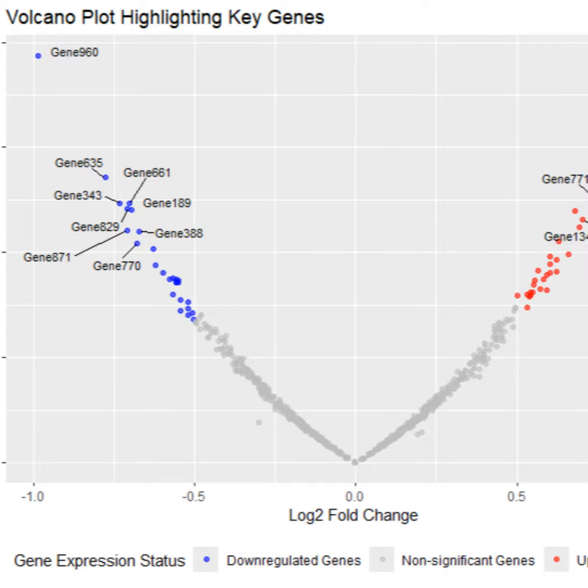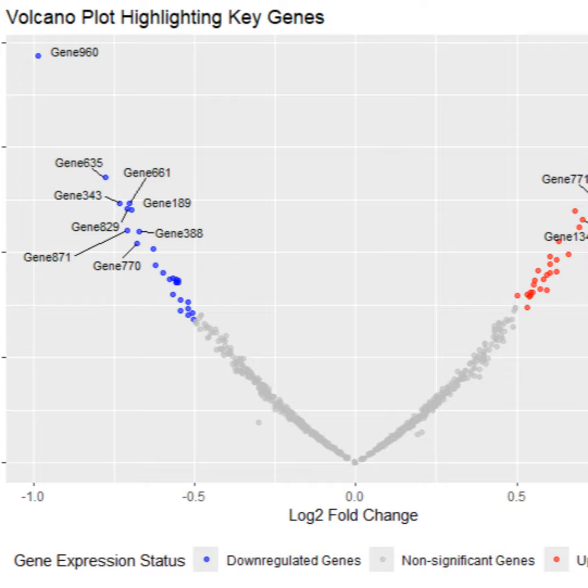Absolutely, and the most exciting part is that this field is constantly evolving. New technologies and analytical approaches are being developed all the time, pushing the boundaries of what we can learn from gene expression data. So what's the biggest takeaway for our listeners? What should they be thinking about as they encounter volcano plots in their own research or reading?